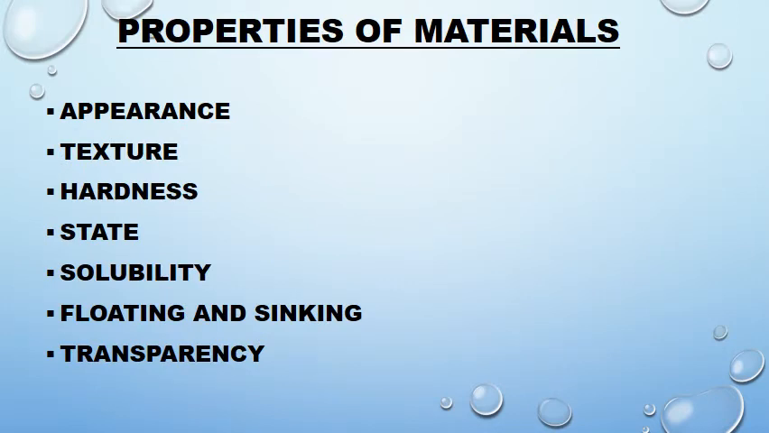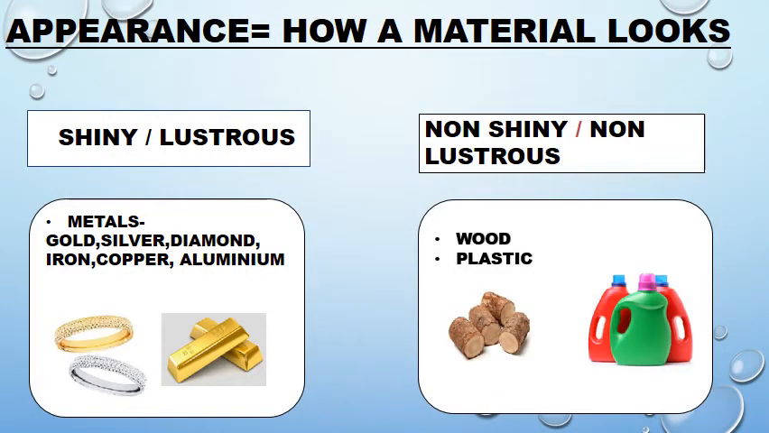Now students, to make an object, we choose a material depending on its properties and the purpose for which the object is to be used. So now we will study different properties of materials. First is appearance, second texture, third hardness, fourth state, fifth solubility, sixth floating and sinking, and seventh transparency. Now one by one we will study all the properties.